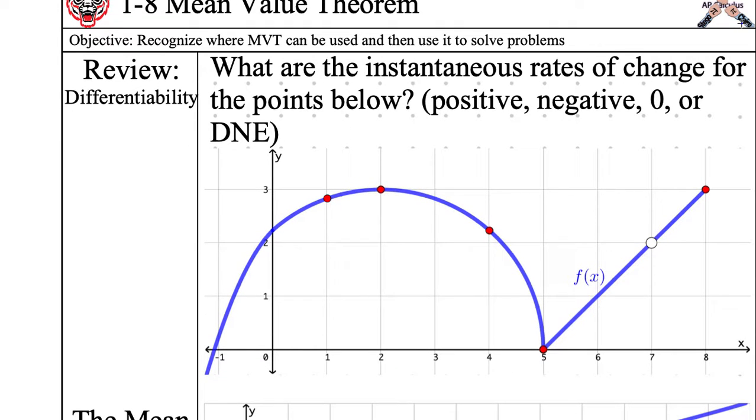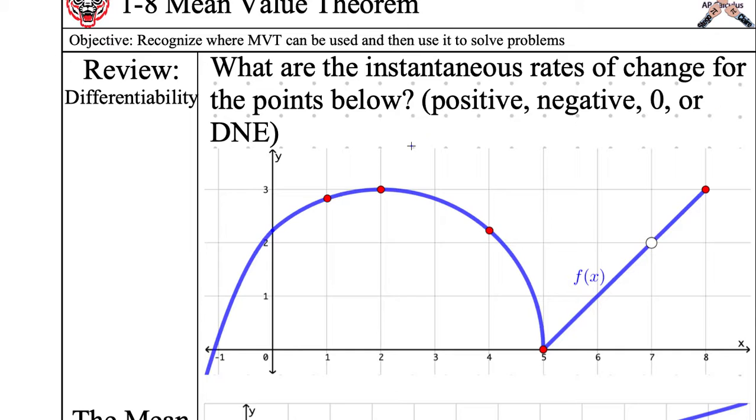All right, so this is a review from last night's homework. Make sure that we know what we're doing. What does it mean to be differentiable? First of all, let's draw the tangent lines. Oh, no. Tangent line, that's too easy. Let's just tell me what the instantaneous rate is. Is it positive, negative, 0, D and E? What is it for this one?